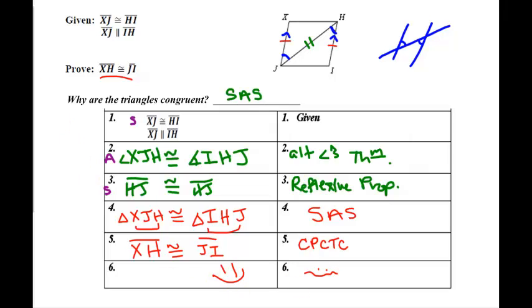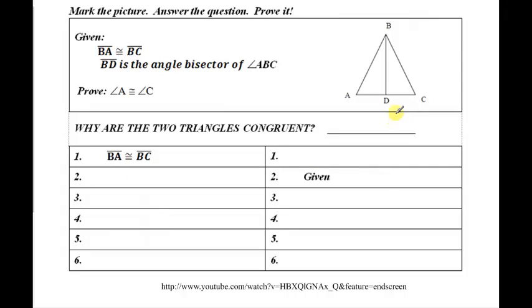Okay, so let's try another one. Another proof here. You guys got a lot of proof in this one. We're going to mark it, answer it, and prove it again. Look here, we've got parts of our triangles congruent. This time angles that we're going to prove congruent. Let's go ahead and mark what we know. We've got our given segments, BA congruent to BC. And we know that segment BD right here running through the picture is the angle bisector of ABC. Right up here at angle B, we have an angle bisector cutting angle B into 2 congruent parts. So because it's an angle bisector, I've got congruent angles right here.